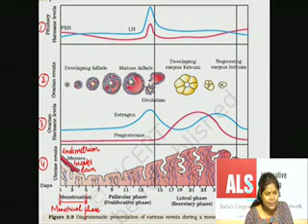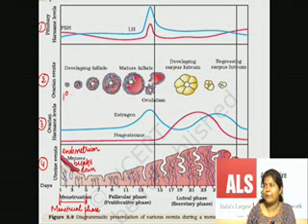This is the primary follicle. All the primary follicles, we know, are formed before the birth of the girl child or female fetus.